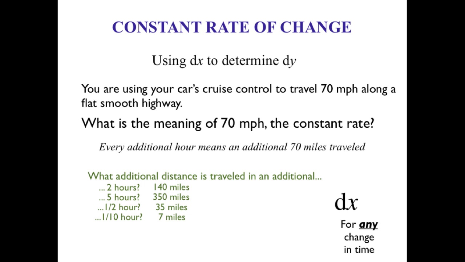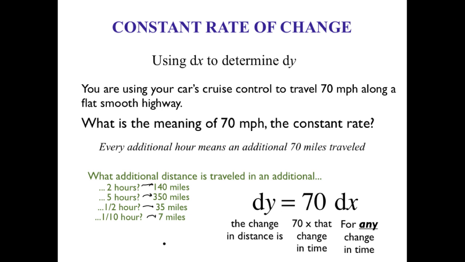And so if x is time elapsed, we call dx a change in time. So given any change in time, dx, how far do you go? Given any change in time. So what were you doing in every one of those examples that I gave you? How did you get the number of miles traveled? You multiplied by 70, right? So given any change in time, the change in distance is 70 times that change in time.